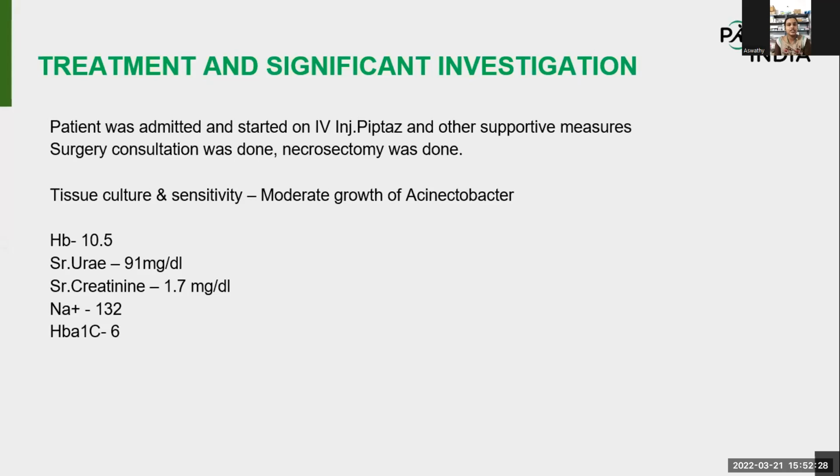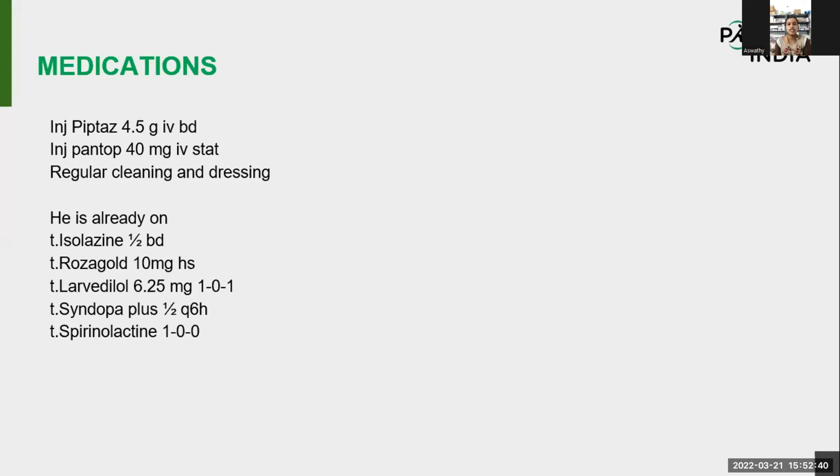On evaluation, Hb 10.5, serum urea 91, creatinine 1.7, sodium 132, and HbA1c 6. In medication, the patient is on injection Pip-Taz 4.5 gram IV BD, injection Pantoprazole 40 mg IV stat, and regular cleaning and dressing. He is already on tablet Isoleucine half BD, tablet Rosuvastatin 10 mg HS, tablet Carvedilol 6.25 mg BD, tablet Syndopa Plus half Q6H, and tablet spironolactone OD.